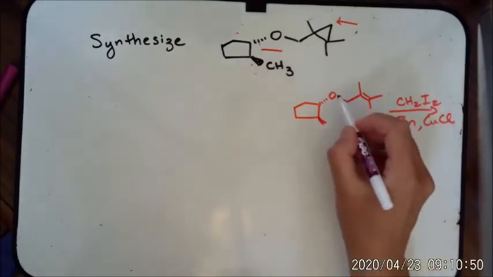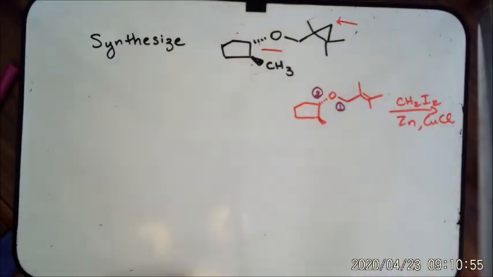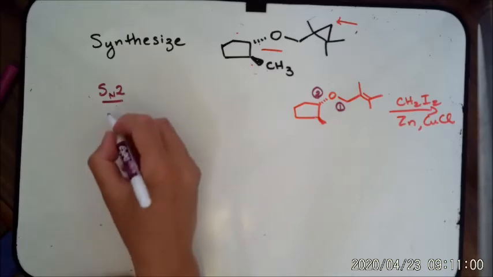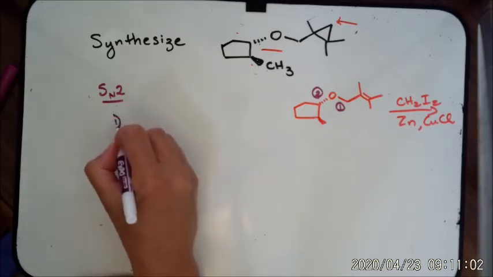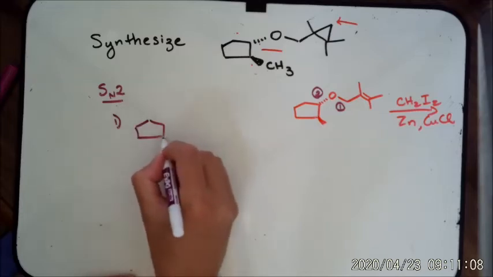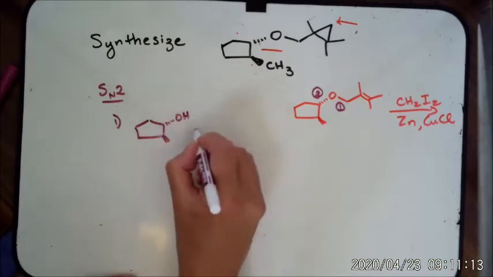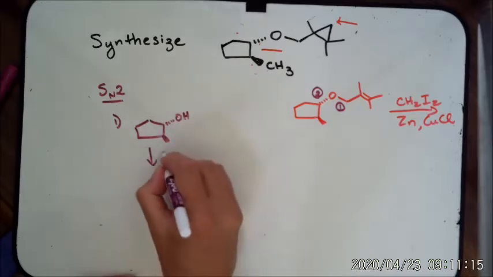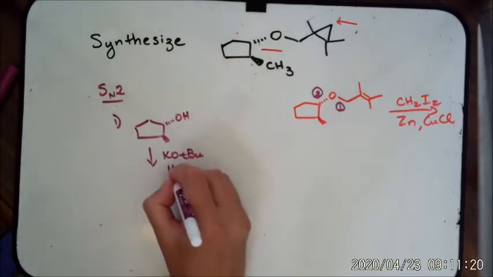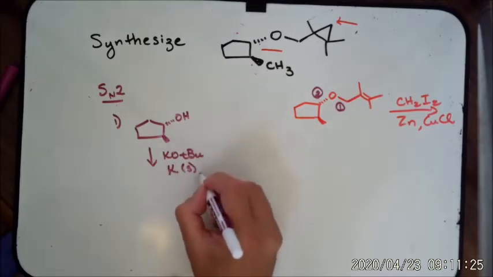So the question is, do I make this bond or do I make this bond? So let's look at SN2, and we'll be going forwards this time. If we do breaking this bond, then I'd have to have this alcohol. You can use a strong base like potassium butoxide, okay, or preferably you just use potassium metal, okay, or sodium metal.